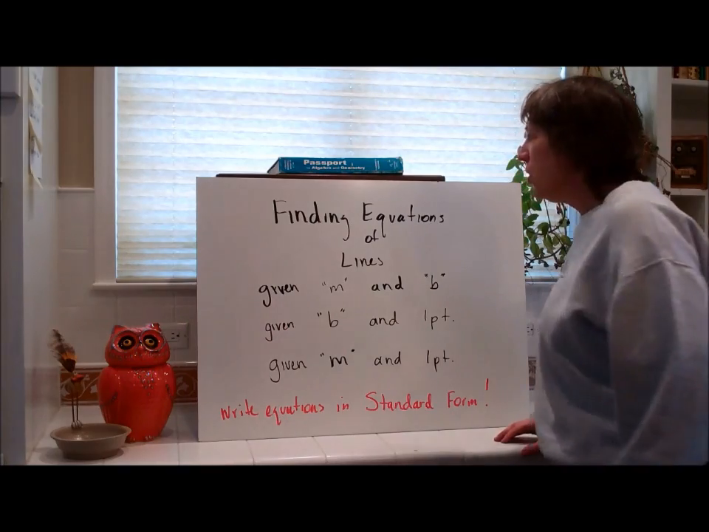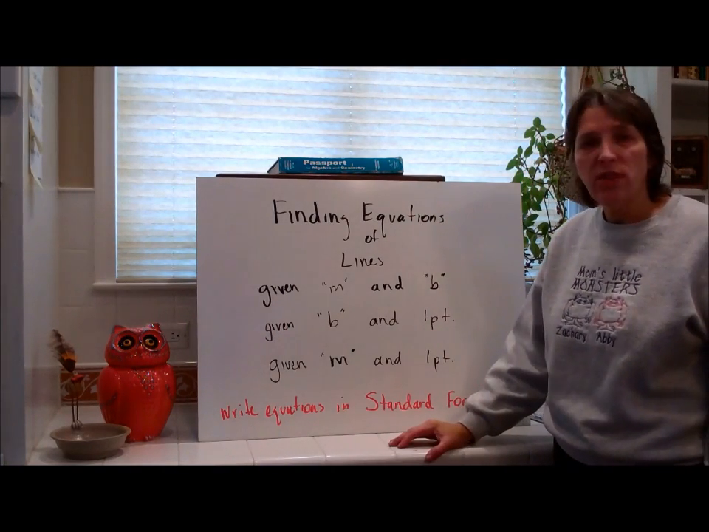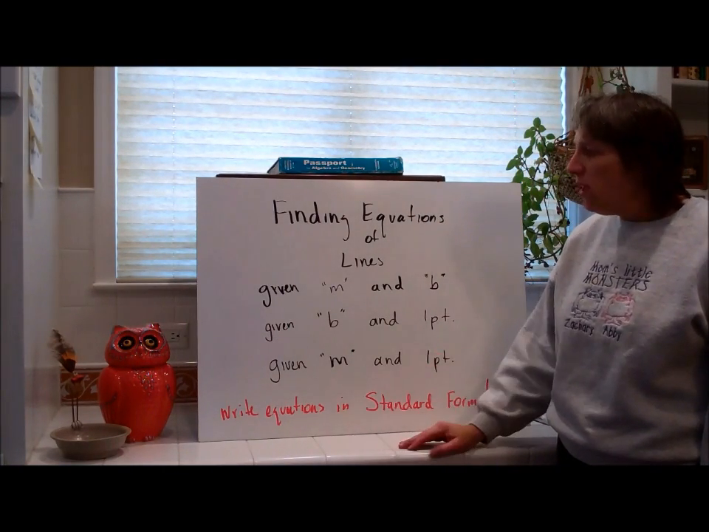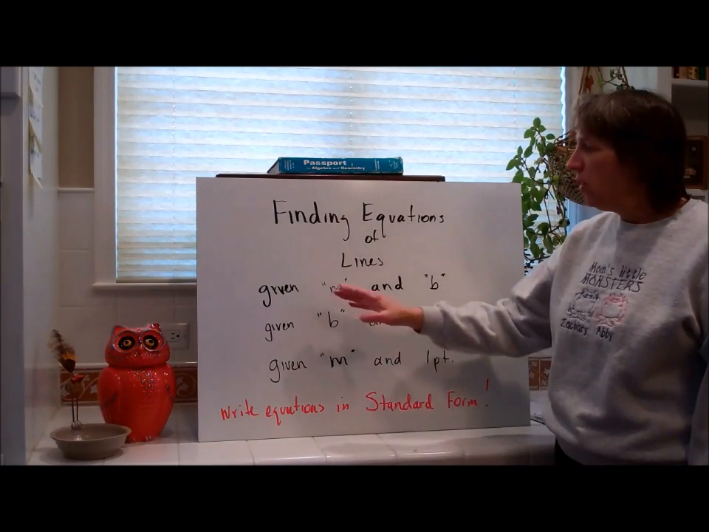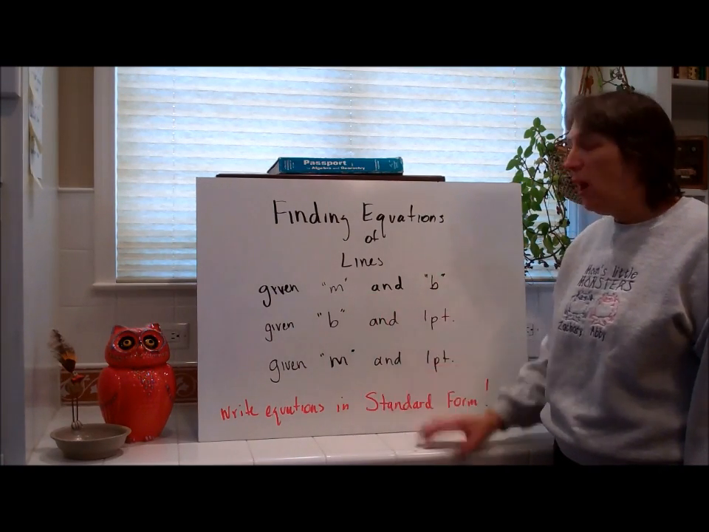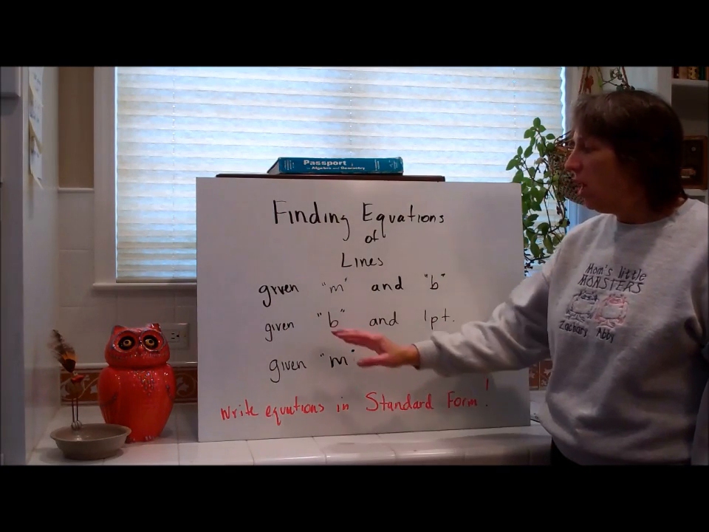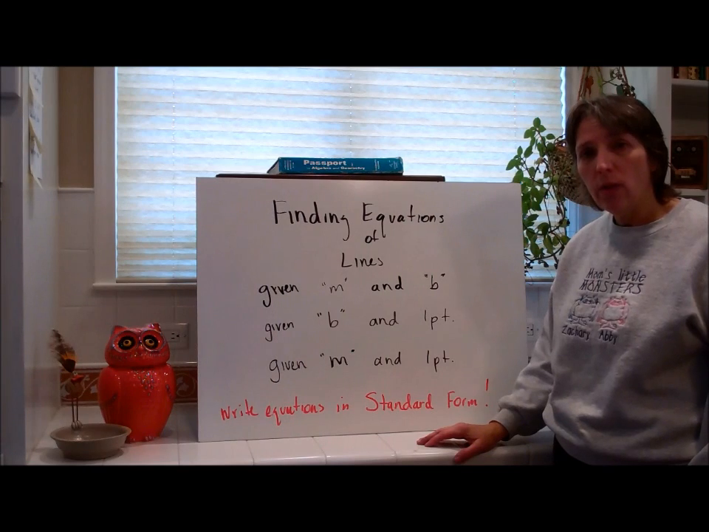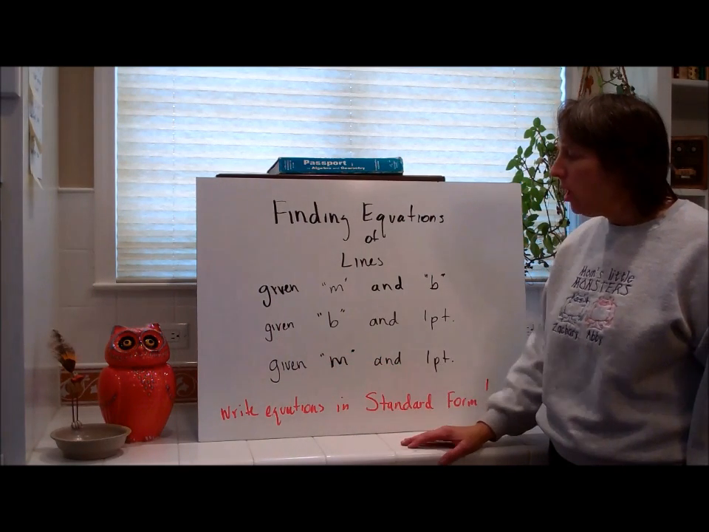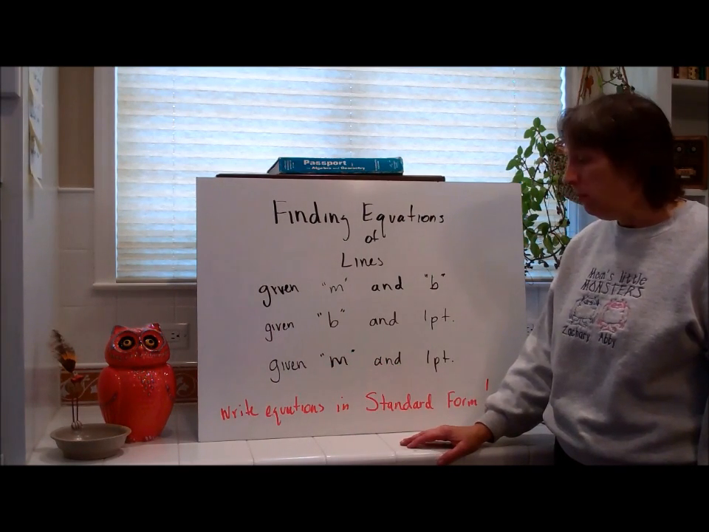Welcome to Kojo's Pre-Algebra, and today we're going to be working on finding equations of lines. We're going to do that when you're given certain pieces of information. We're going to talk about when you're given the slope and the y-intercept. We're going to talk about when you're given the y-intercept and one coordinate point, how do you write the equation of the line. And we're going to talk about when you're given the slope and one coordinate point.